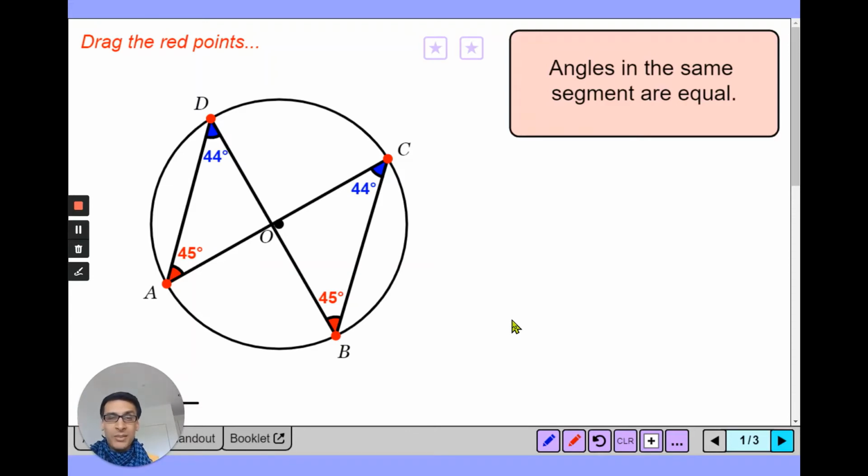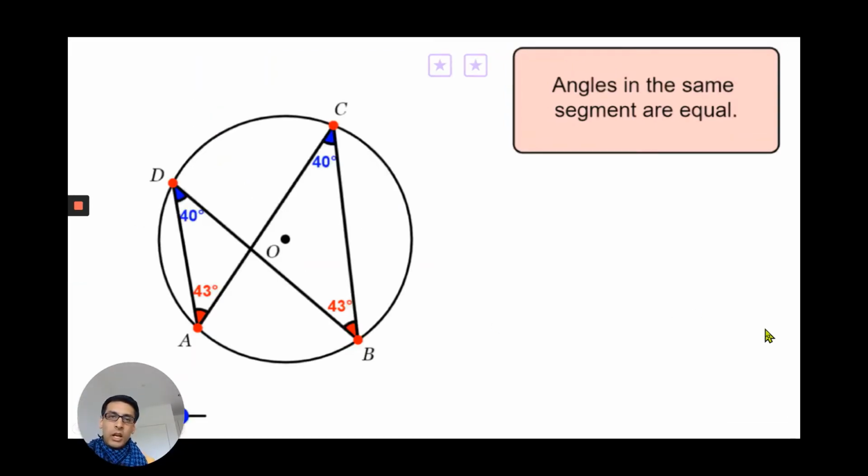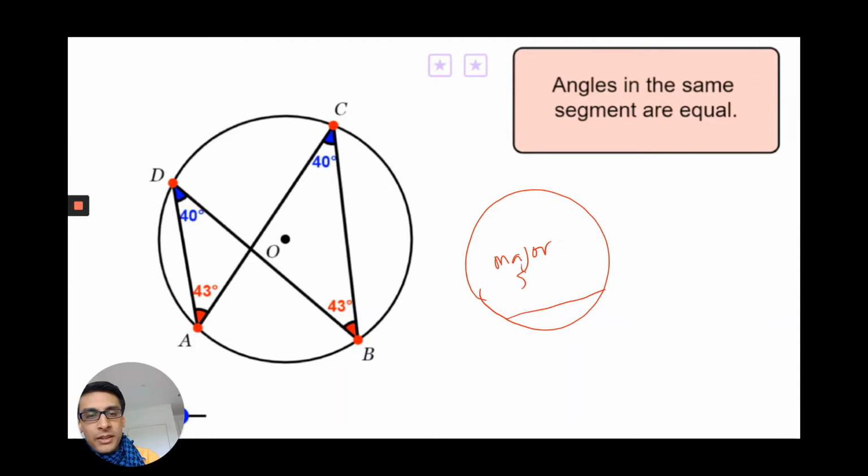Now, what do we mean by segment? Well, if we take this as an example here, when you have a circle and a chord going through it, then you can say this is a major segment and this is a minor segment. The fact that you have major and minor is not too important in this specific case.